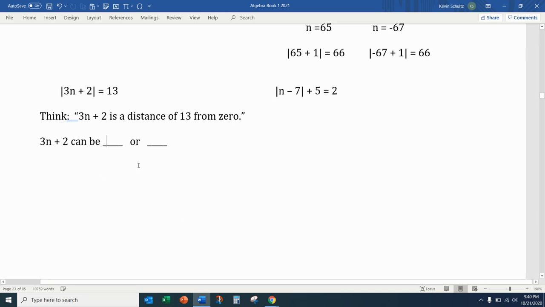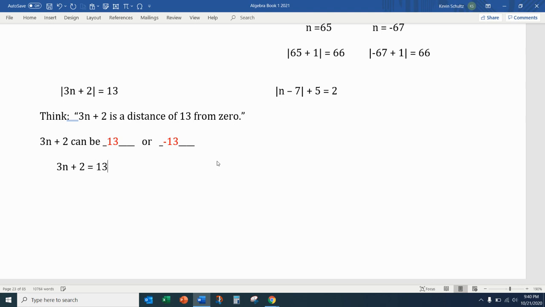Both 13 and negative 13 are a distance of 13 from 0. And these numbers are important because these are the numbers that we are going to set our two equations equal to. We want to know what value for n makes 3n plus 2 equal to positive 13, which is 13 away from 0, and what value for n makes 3n plus 2 equal to negative 13, which is also 13 away from 0.